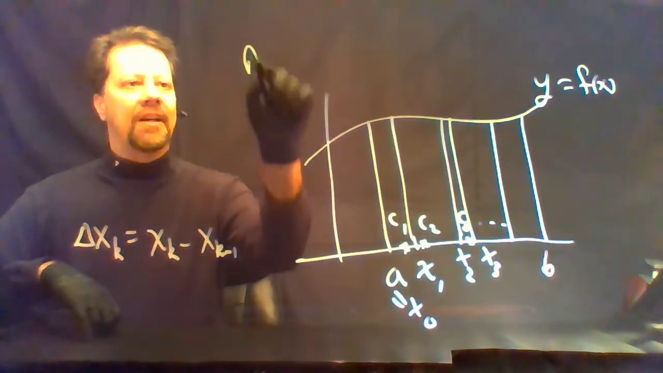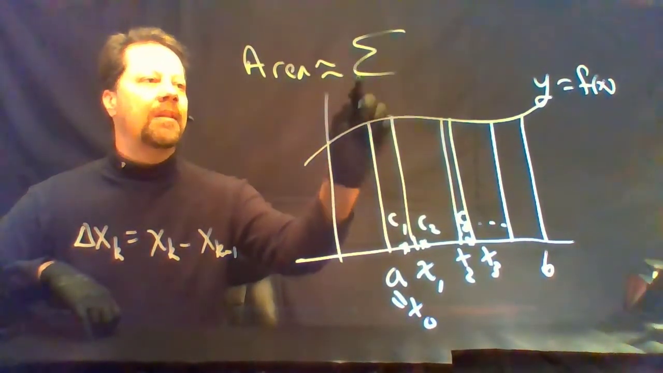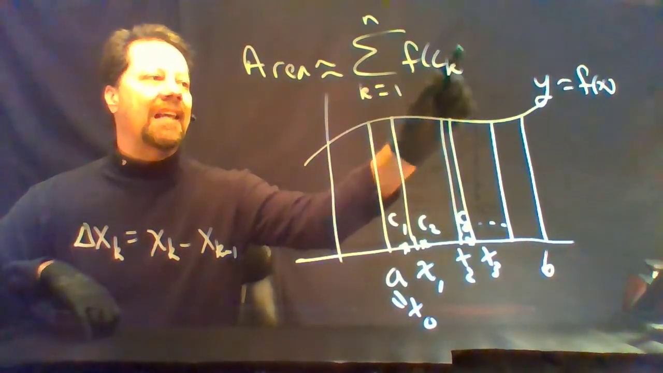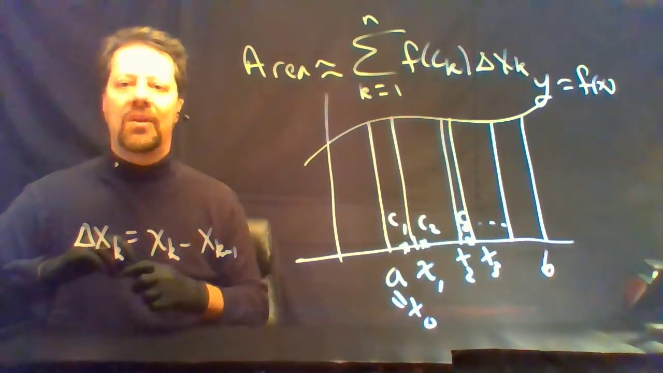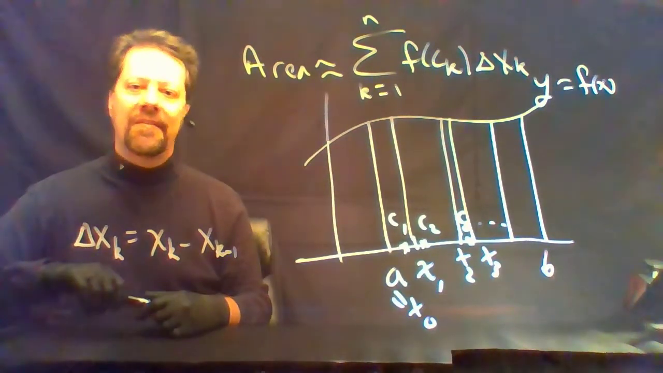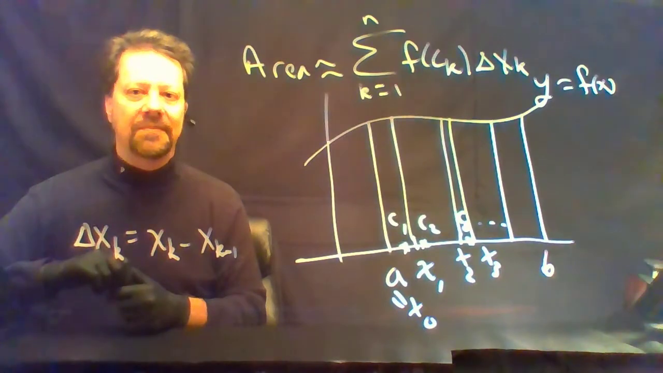The area will be approximately the sum as k goes from 1 to n of f of ck delta xk, but that's still only an approximation. This is slightly more general than what we just did and includes it as a special case.